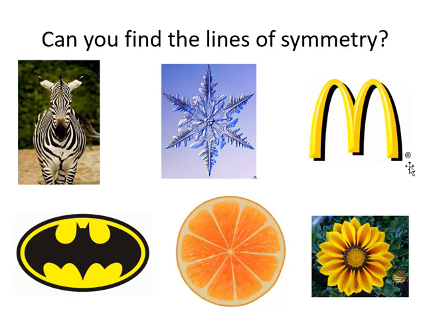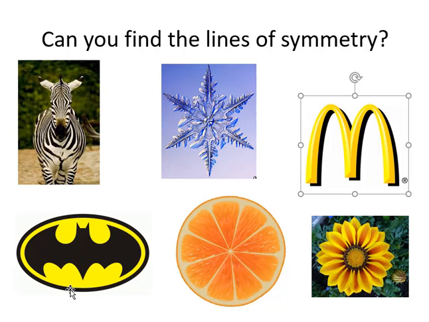Now with the McDonald's sign, if you forget about the shading and the copyright logo thing, there'd be 1 line of symmetry right down between the golden arches. Okay, Batman, there'd be one line of symmetry. It's vertical right down the center there.